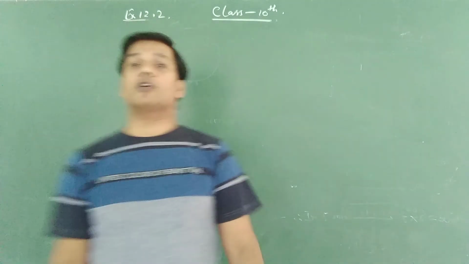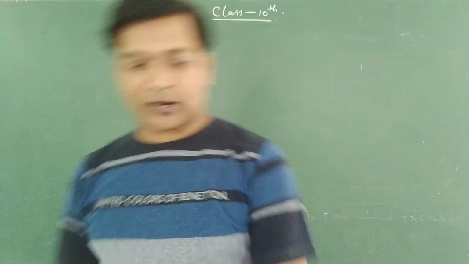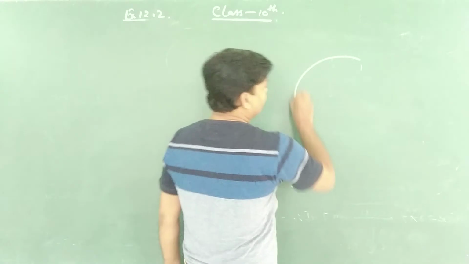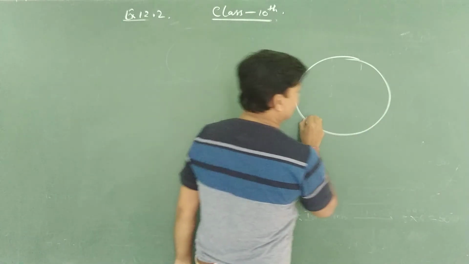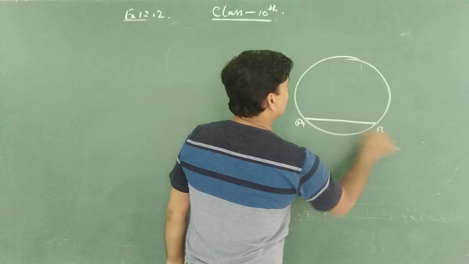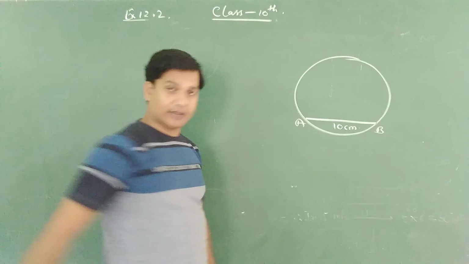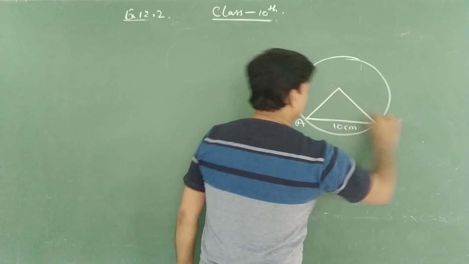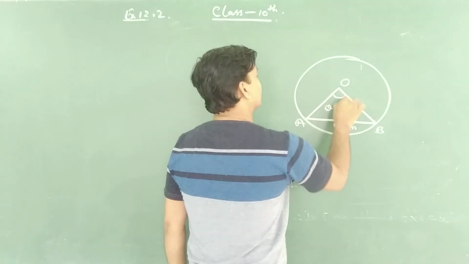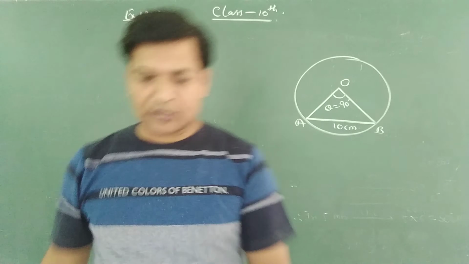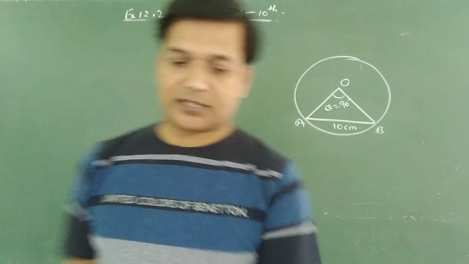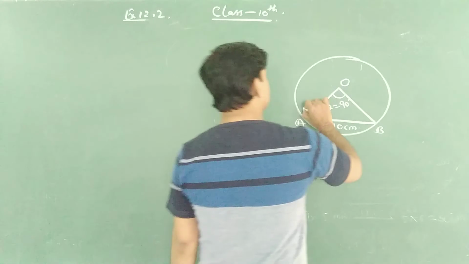Now let's move on to the fourth problem of this exercise, which is: a chord of a circle of radius 10 centimeter subtends a right angle at the center. We have a circle in which a chord is given. The length of this chord is 10 centimeter. It is given, and the angle subtended by this at the center is 90 degree. This is our theta, 90 degree. Okay. Find the area of the corresponding minor segment. Radius is 10 centimeter also.